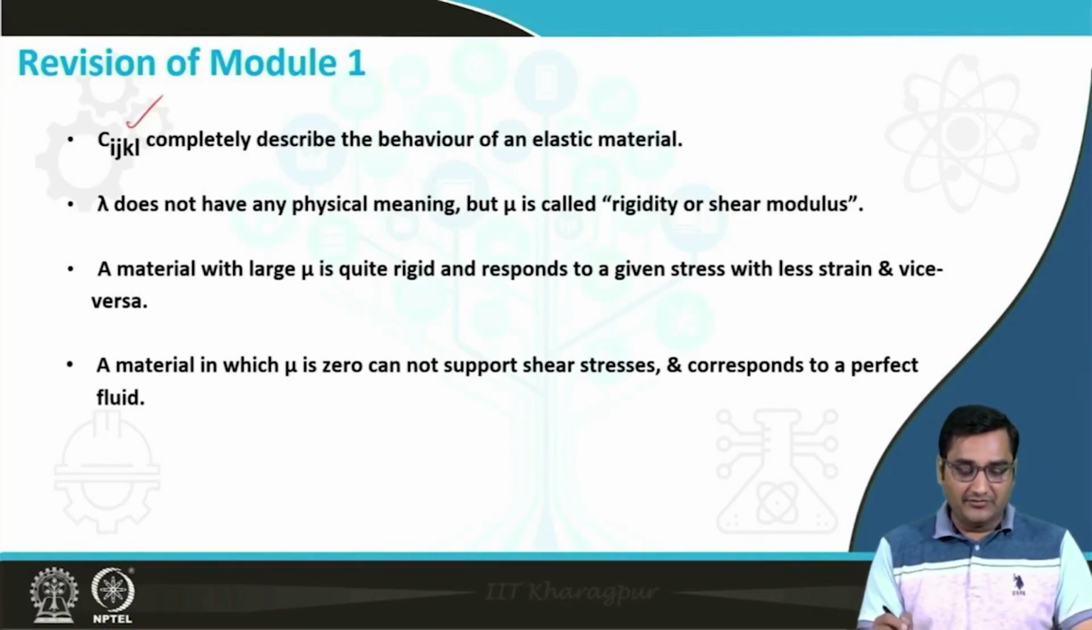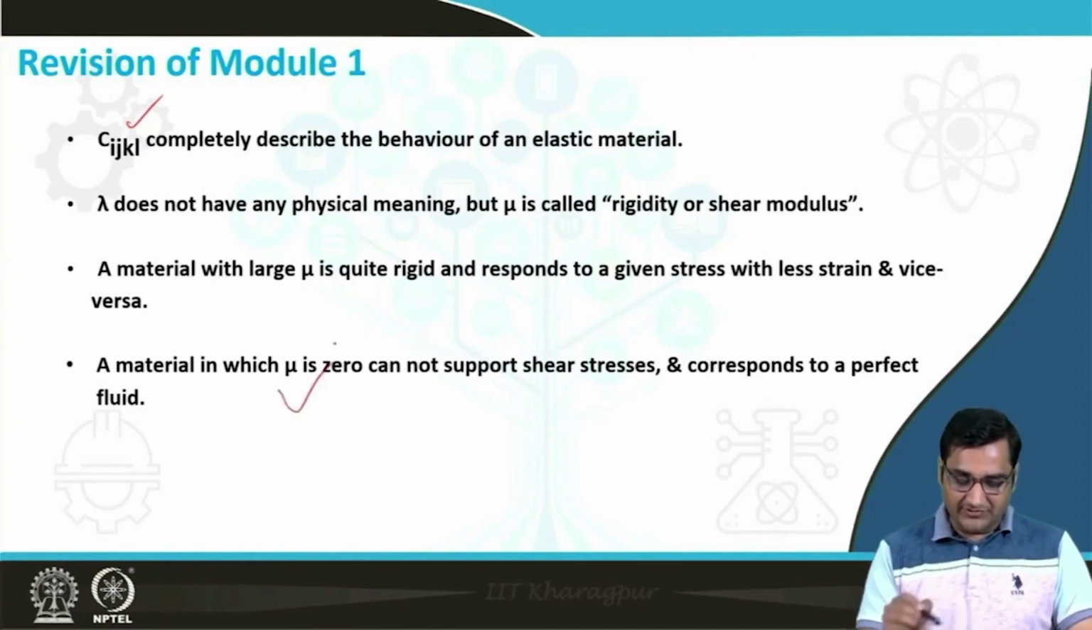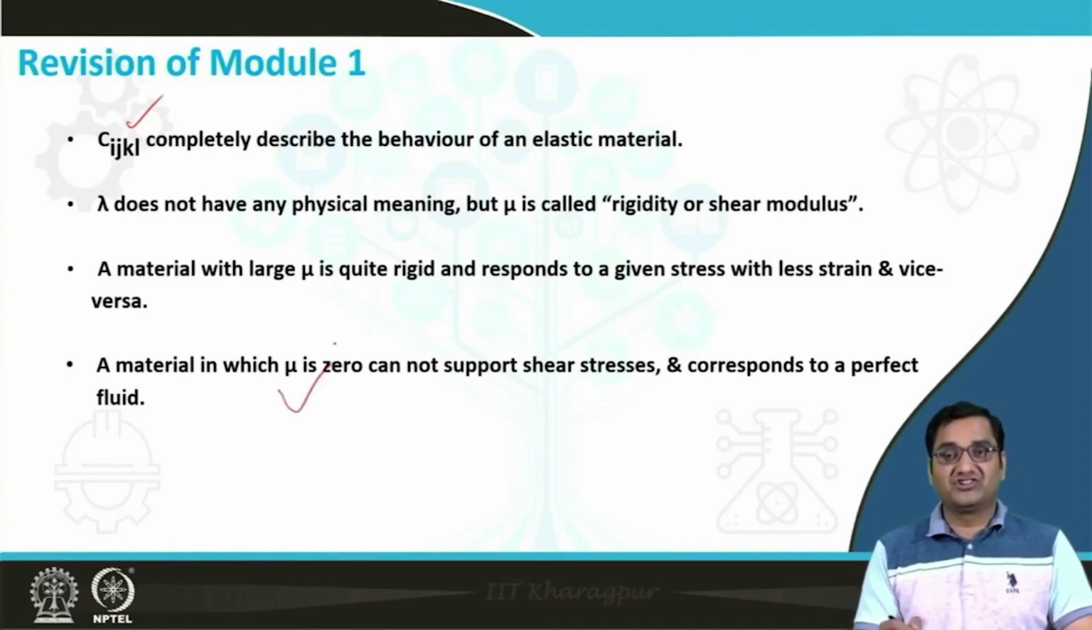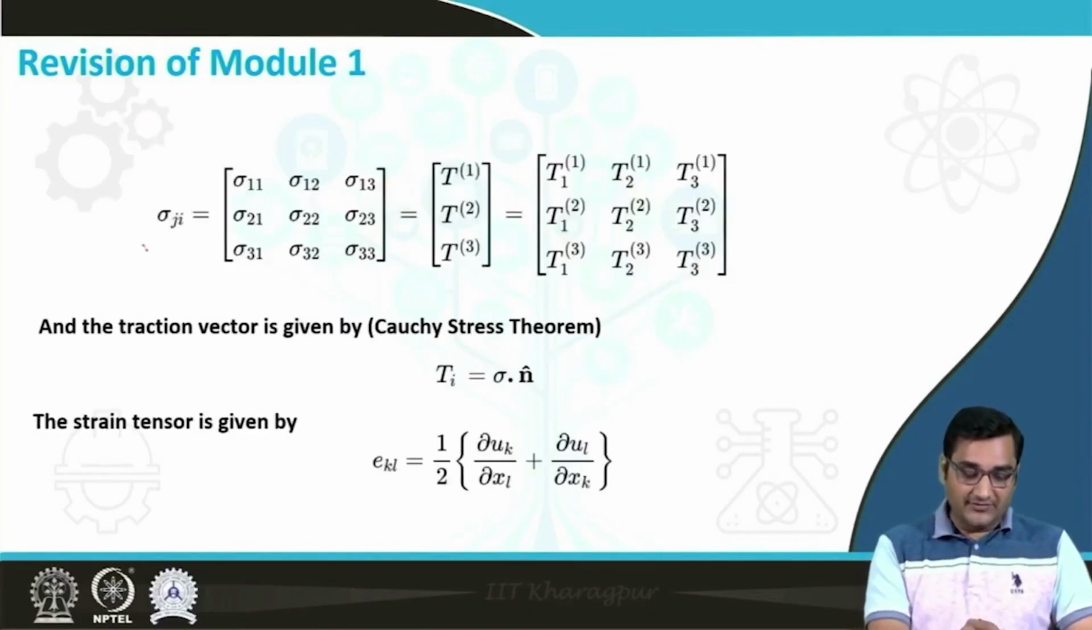And the Lamé constant lambda does not have any physical meaning, but mu is called the rigidity or the shear modulus. A material with large mu is quite rigid and responds to a given stress with less strain, and vice versa. A material in which the shear modulus is 0 cannot support the shear stresses and corresponds to a perfect fluid. And we also saw that the stress can be represented in matrix form.